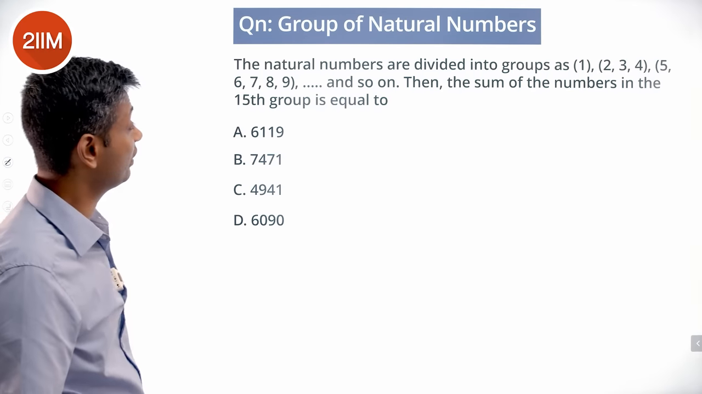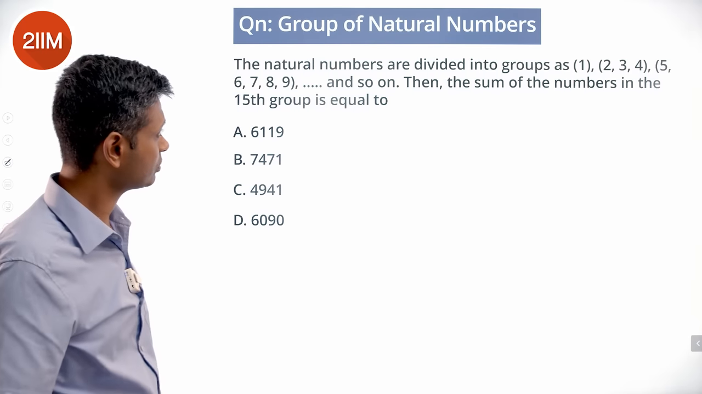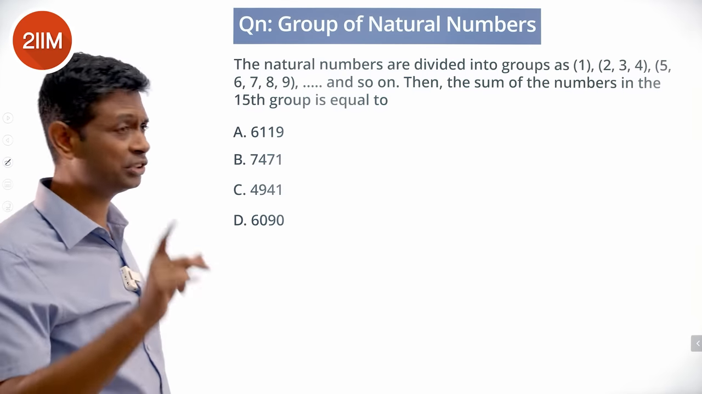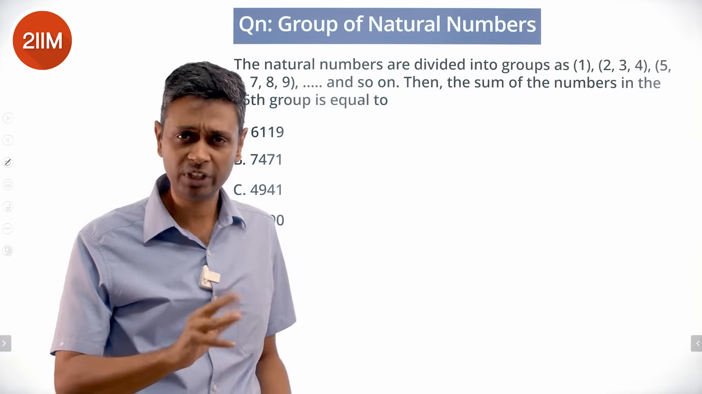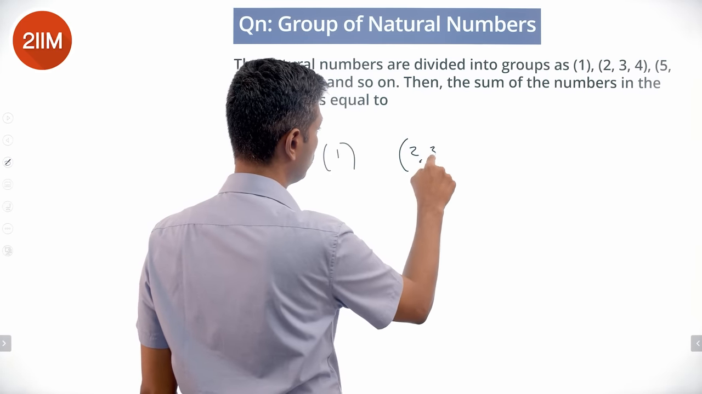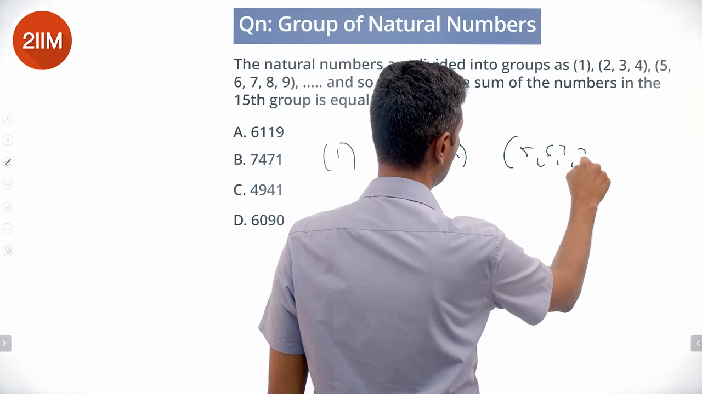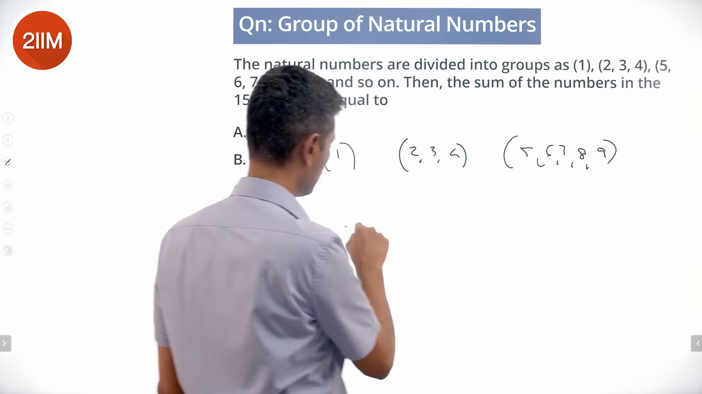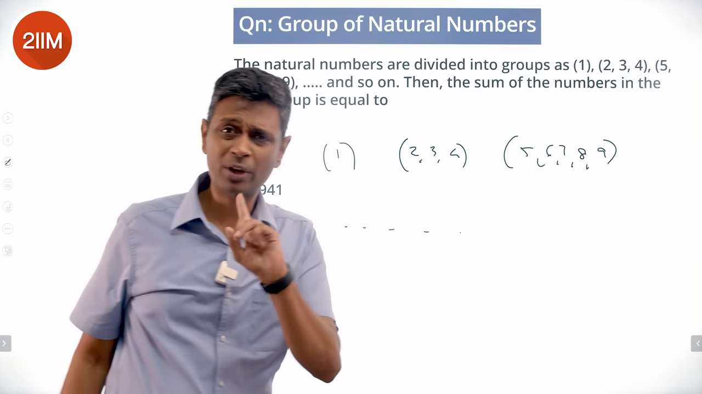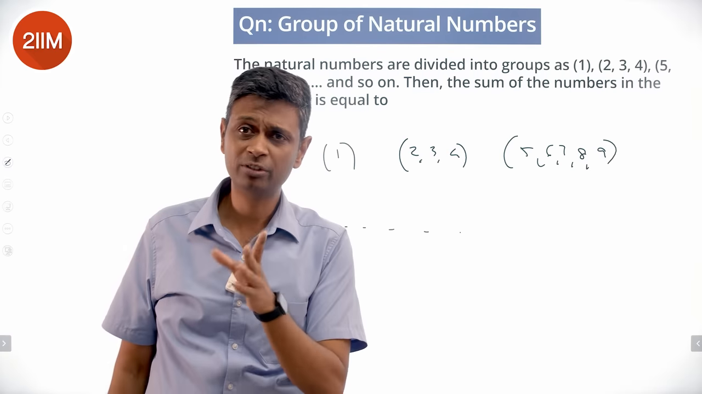The natural numbers are divided into groups: 1; 2, 3, 4; 5, 6, 7, 8, 9; and so on. The sum of the numbers in the 15th group is equal to, very interesting. The first group has one element, the second group has three elements, the third group has five elements, and so on.